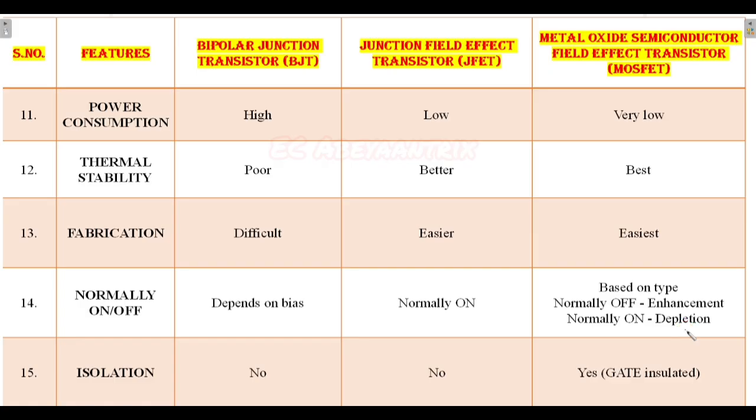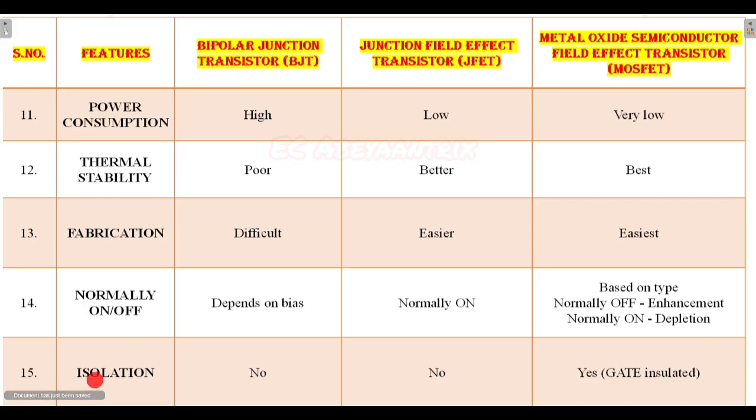So when we apply VGS voltage, it generally increases. That's it. Okay. So another important difference is, in enhancement MOSFET, we will apply a positive gate voltage, and in depletion MOSFET, we will apply a negative gate voltage. Okay. So keep that point also in mind.